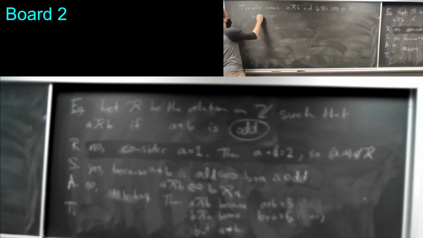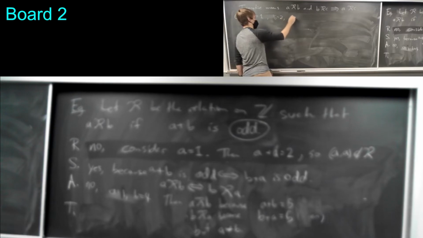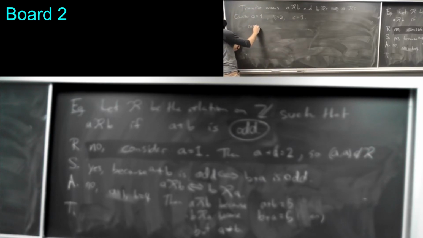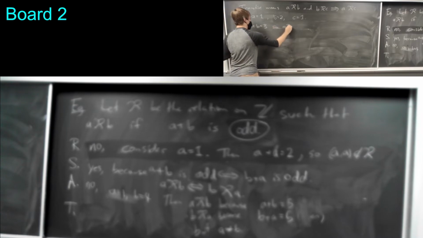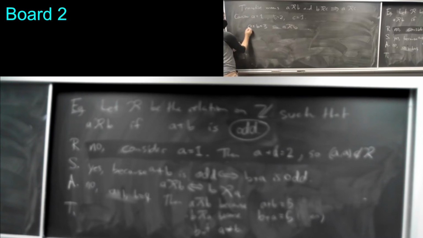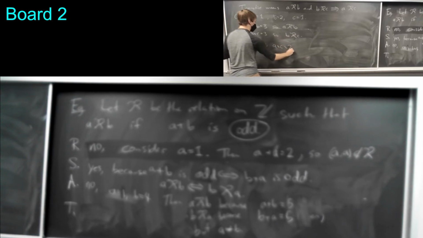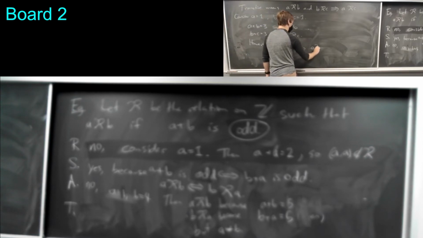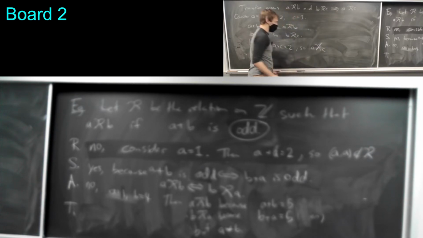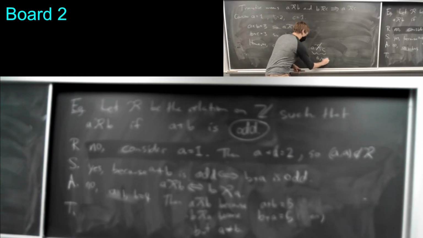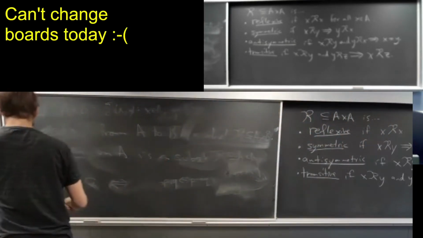Take A equals 1, B equals 2. Consider C equals 1. Then A plus B is 3, so A is related to B. B plus C is 3, so B is related to C. However, A plus C is 2, which is even, so A is not related to C. I'm writing this with the R with a cross through it, which means not related. So (A, C) is not in the relation. So it's not transitive.